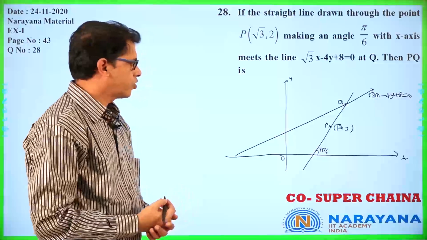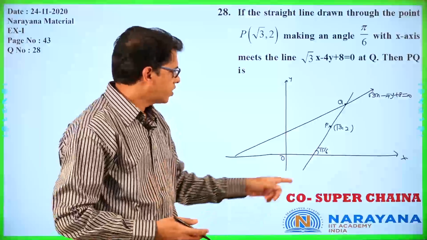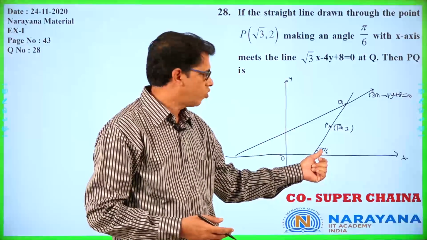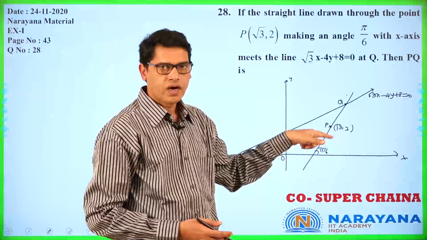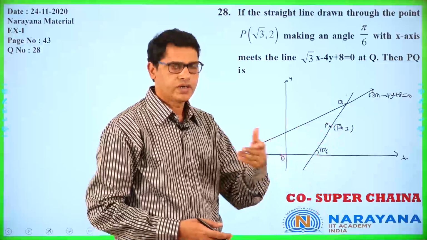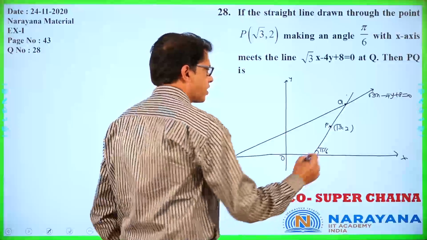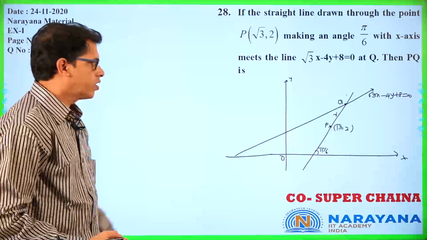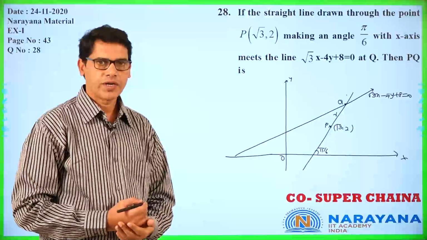Once we have the Q coordinates, I can find the PQ distance. Here your point is there, and the slope is there, tan 30. Find the equation of this line, then find the point of intersection, then find the distance. That is one method. Another method: say this length is some r units, then Q is a point at r units from P, a parametric point.